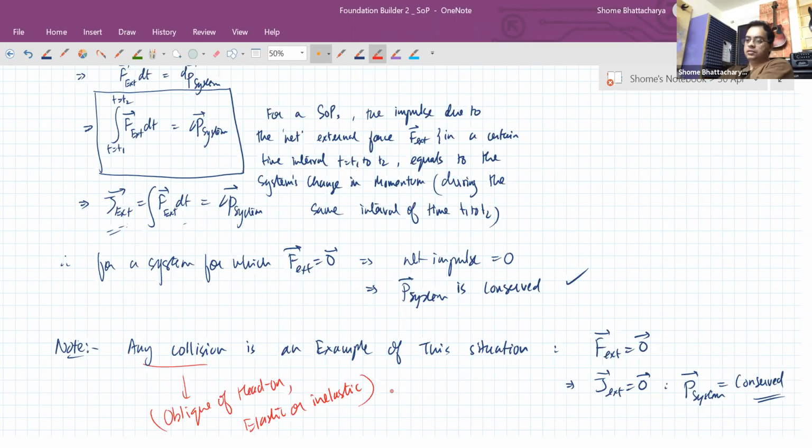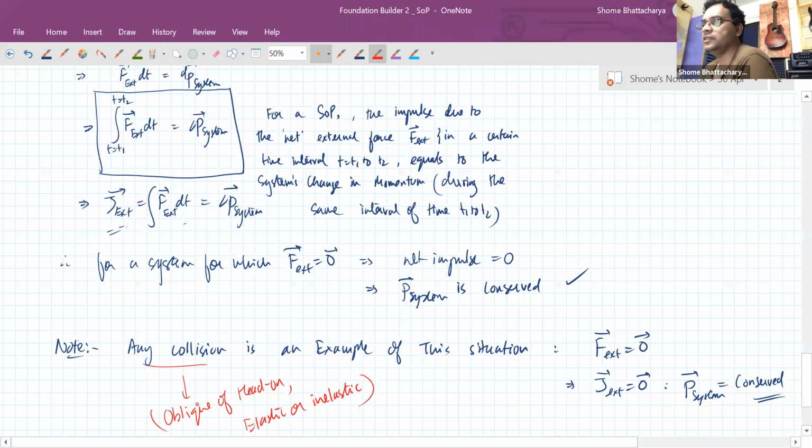Sir, in the red brackets you have written oblique or head-on, elastic or inelastic, because I'm not able to read it. Yeah, by any collision, I mean that these are different categories of collisions. Oblique or head-on, they are two different categories. Similarly, we will study very soon elastic versus inelastic. These are also two different categories of collisions.